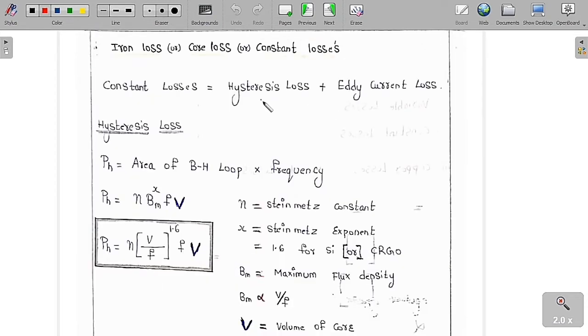So now we will discuss the iron loss or core loss or constant losses. In a transformer, the variable loss is only copper loss, whereas the constant loss is also called the iron loss or the core loss. The constant loss is a summation of the hysteresis loss and the eddy current loss. These are independent of the load.